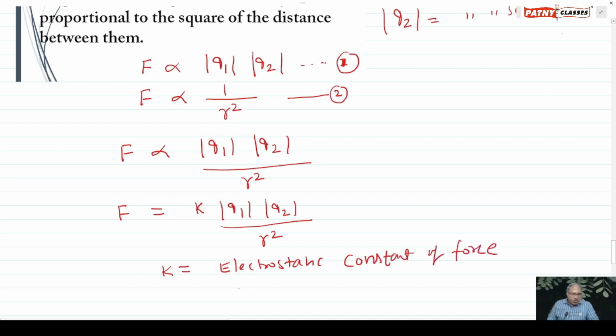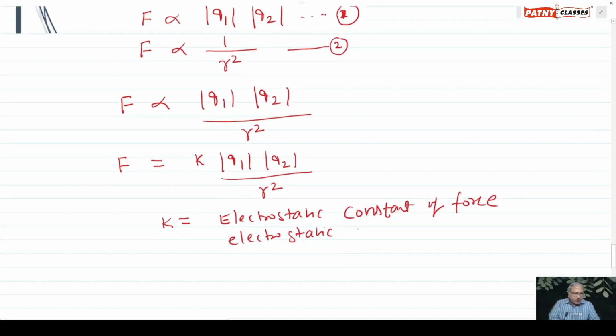You can also call it electrostatic force constant. So what is K? K is nothing but electrostatic force constant. And this equation, that is F equals K into magnitude of Q1, magnitude of Q2 divided by r square, is nothing but called scalar form of Coulomb's law.